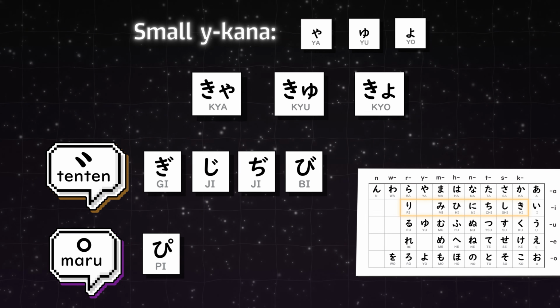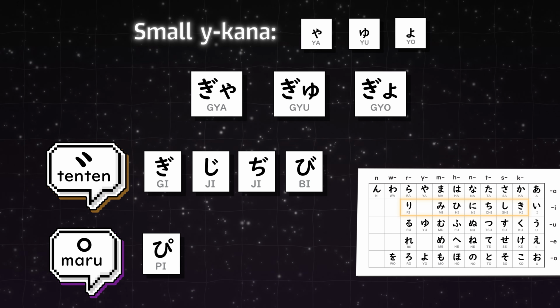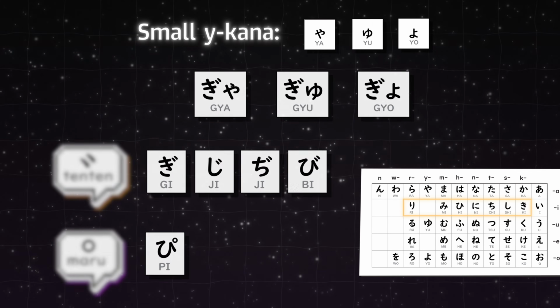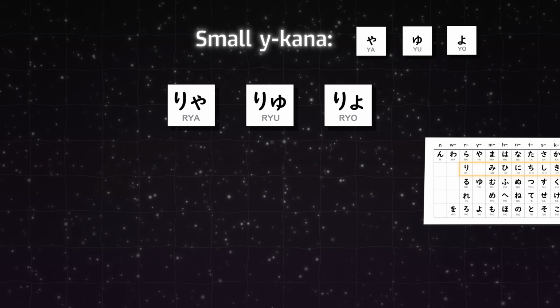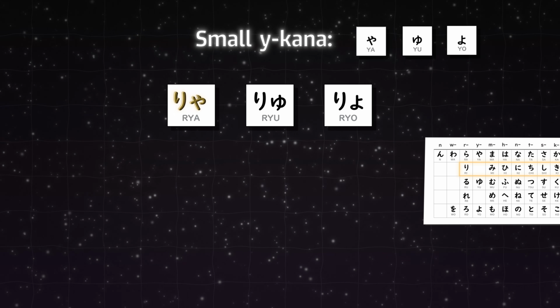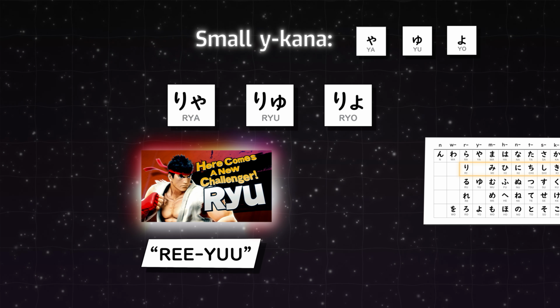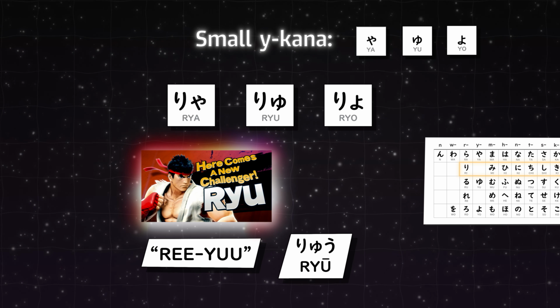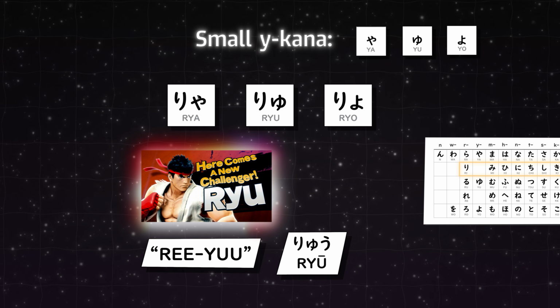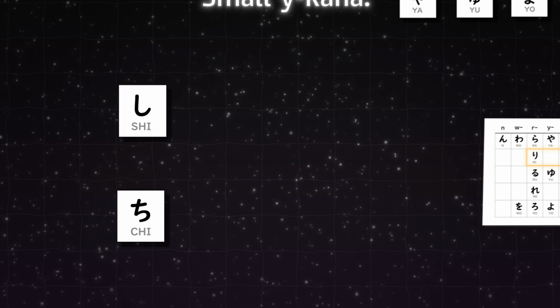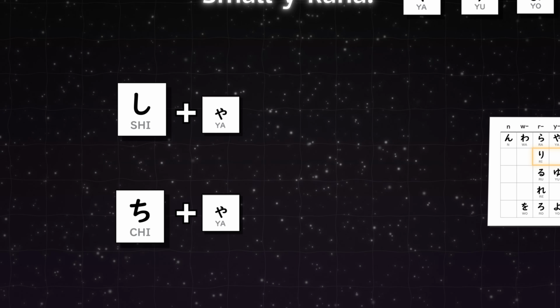This works for the tenten and maru consonants as well. For example, gya, gyu, gyo. And of course, the R consonant as well, which can be tricky at first. Rya, ryu, ryo. Like the Street Fighter character, it's often anglicized as Ryu, but it's actually 1 syllable. Ryu. Perfect.